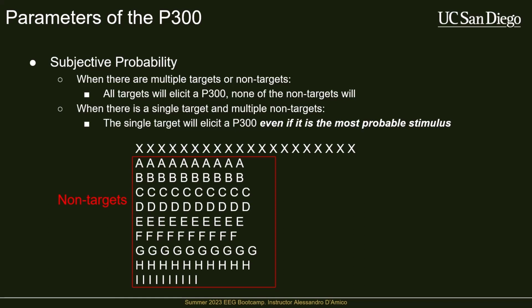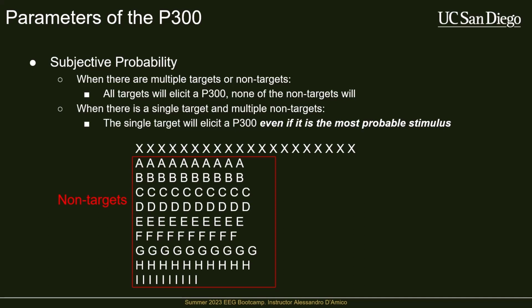Do you have a question? Yeah, I was just wondering if you could explain subjective probability. Yeah. So I guess the way to rephrase it is, the global probability of the target in this case, which is our X, is higher, right? It's more probable than any of the individual non-targets. There are more X's than A's, more X's than B's, more X's than C's. So the actual global probability of your target is higher than any individual non-target.